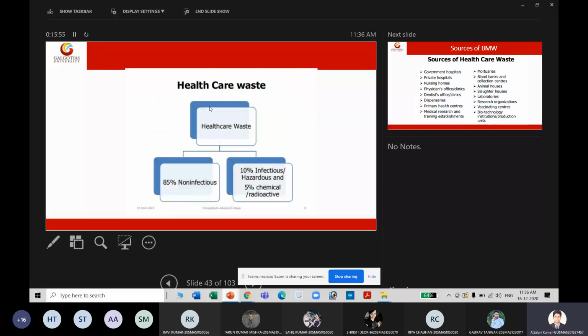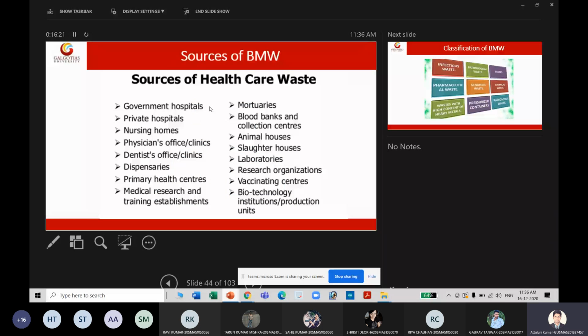Okay, so healthcare waste. Usually in healthcare waste, 85% is non-infectious. That means we won't get any diseases or infection from it, but 15% is hazardous or infectious waste. In that 15%, 10% is infectious and 5% is chemical or pharmaceutical waste and radioactive waste. So write the sources of biomedical waste. These are the sources of biomedical waste.